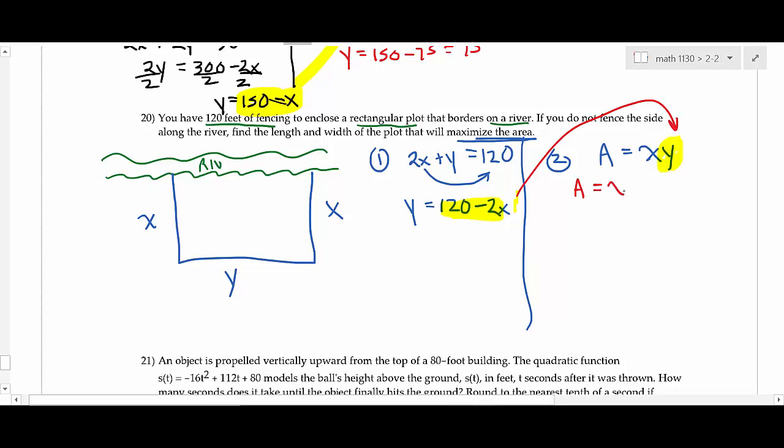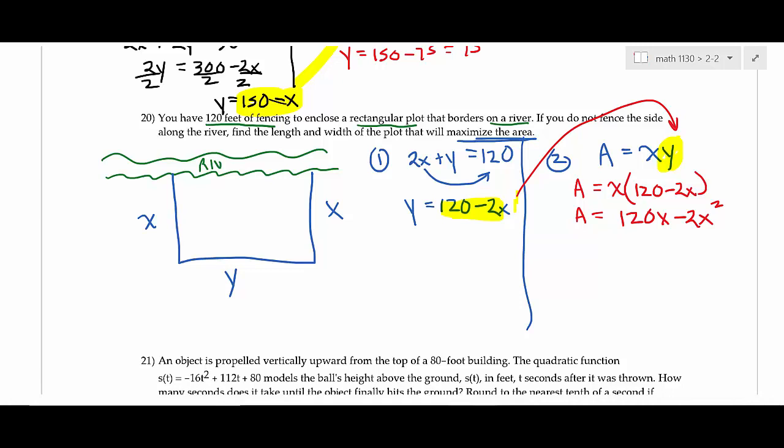So that's going to be area equals x times 120 minus 2x. You can multiply that out. You would have the quadratic function, 120x minus 2x squared like that. All right, does everybody see the slight difference in that problem? So the last one turned out to be a square. This one's going to turn out to be a little bit different.